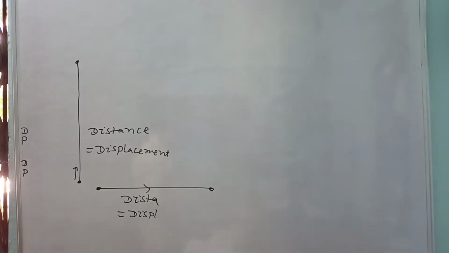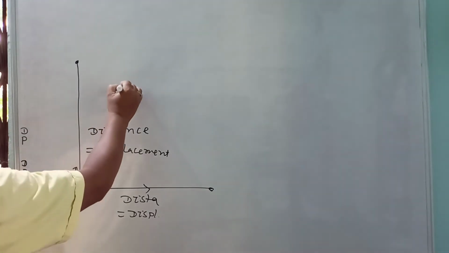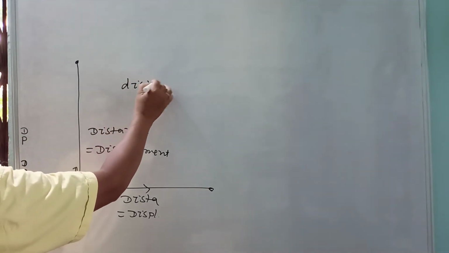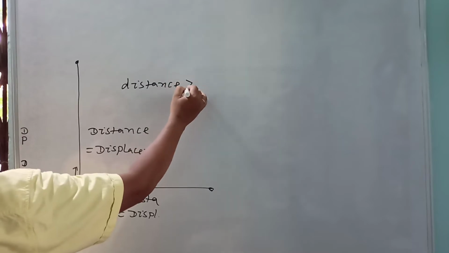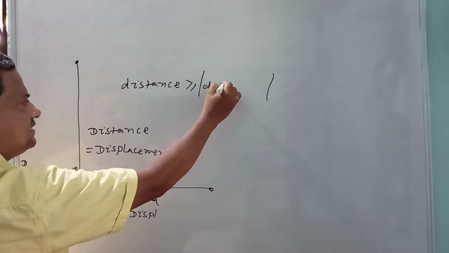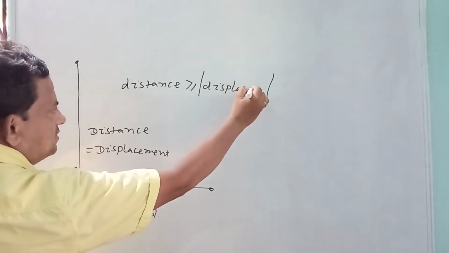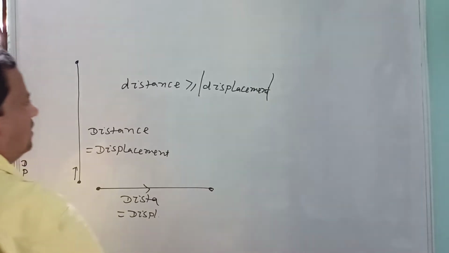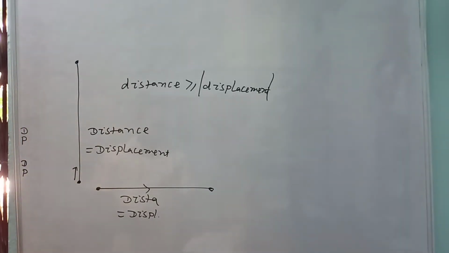But the least value, the minimum value of distance is equal to the magnitude of the displacement. I mean, one can write distance is greater than or equal to the magnitude of displacement. So this is the case.